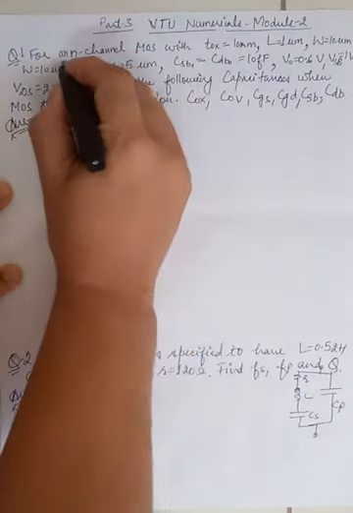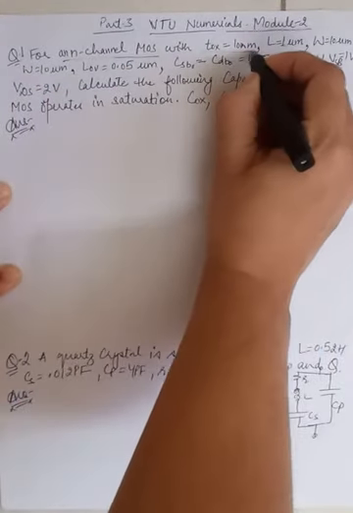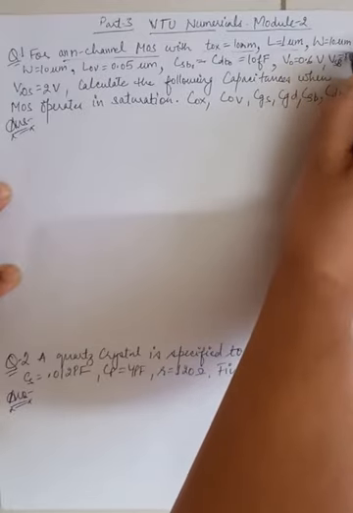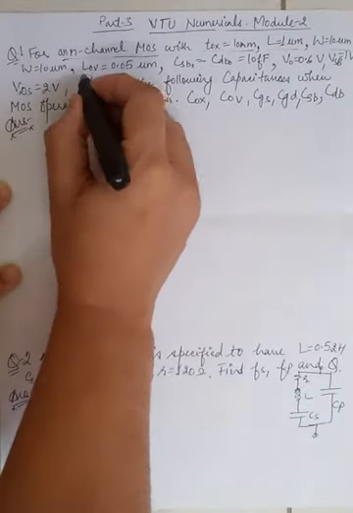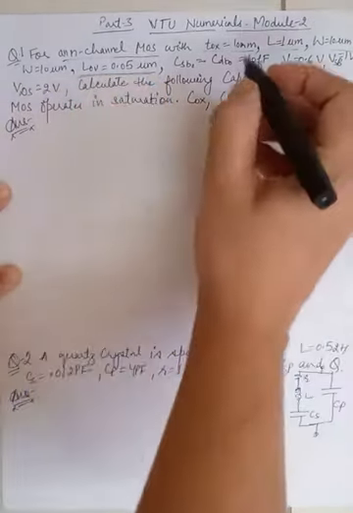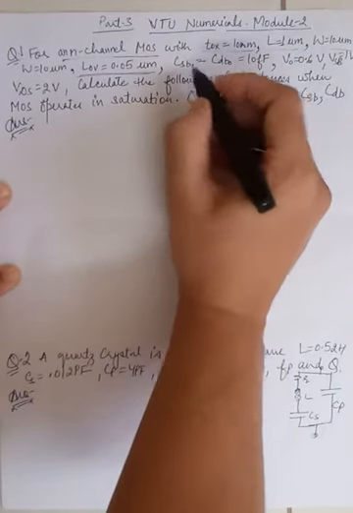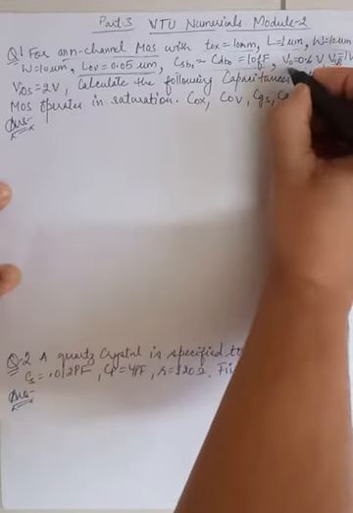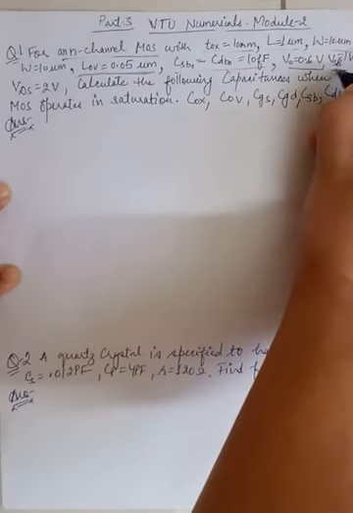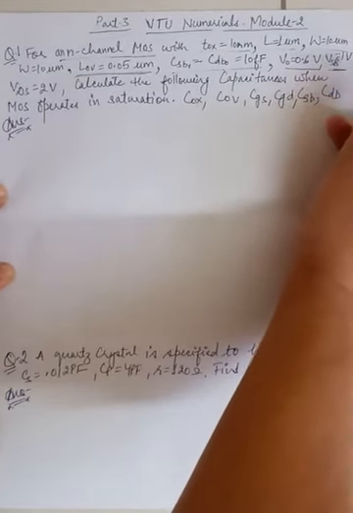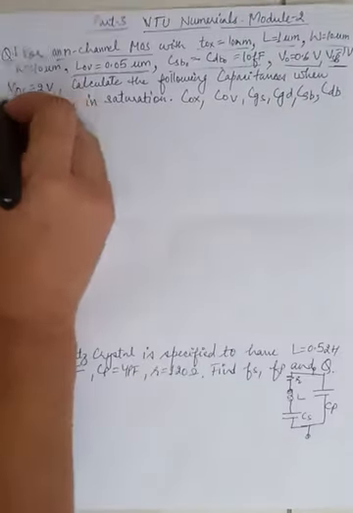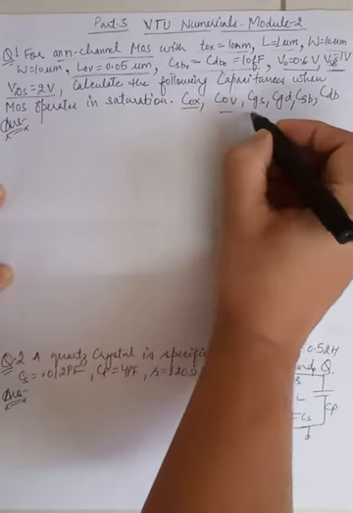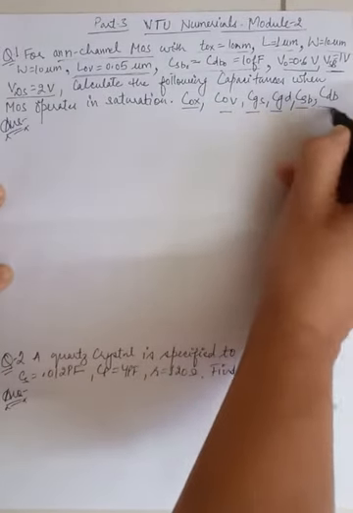Here we are given an N channel MOSFET with TOX value of 10 nanometer, L of 1 micrometer, W is 10 micrometers, LOV, that is the overlap length, is 0.05 micrometer. CSB naught, CDB naught 10 femtofarads. V naught is 0.6. VSB given to you is 1 volt. VDS is 2 volts. Now they are asking you to calculate COX, COV, CGS, CGD, CSB and CDB.